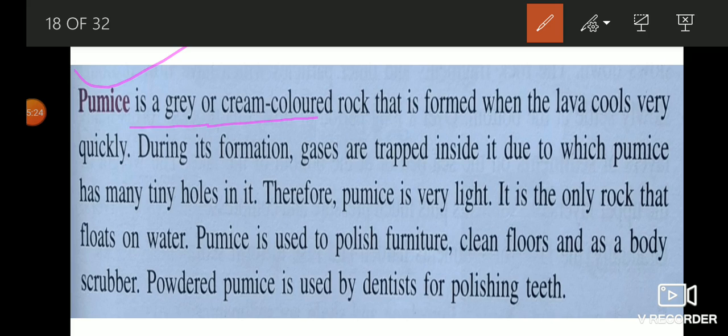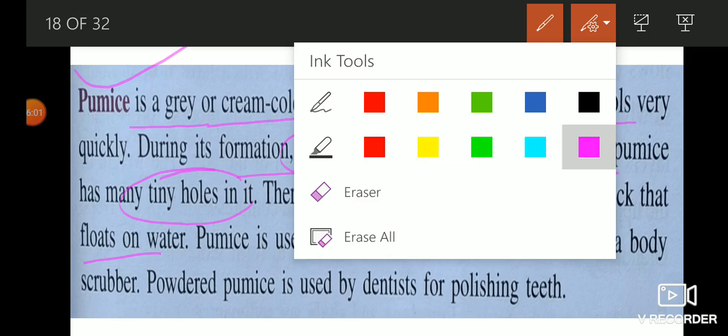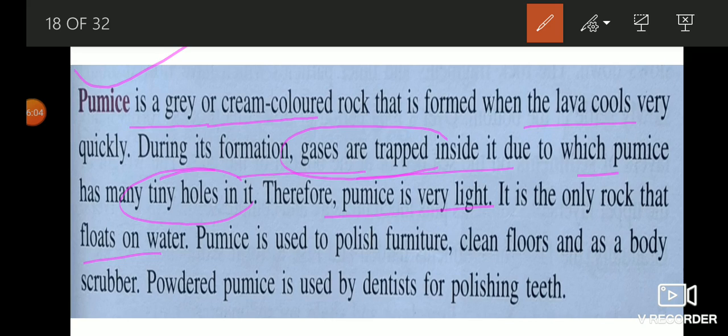They form when the lava cools quickly, and during the cooling period of this lava, some kind of air particle or some kind of gas is trapped inside the lava, and in this way pumice rock is formed, and the tiny holes are formed by the trapping of this kind of gas. That is why the pumice rock is very much light in weight and can float on water.